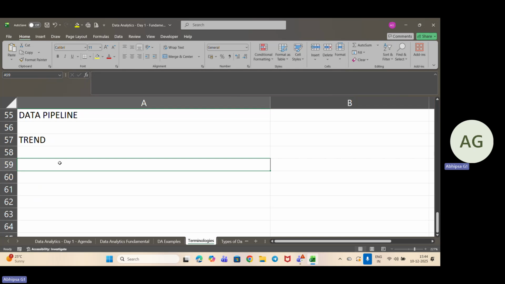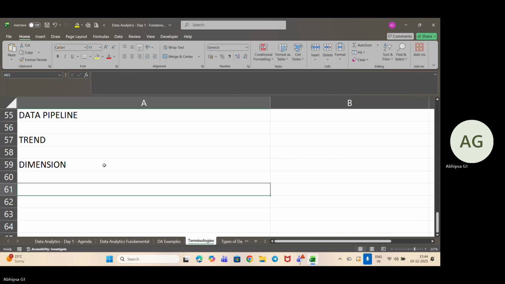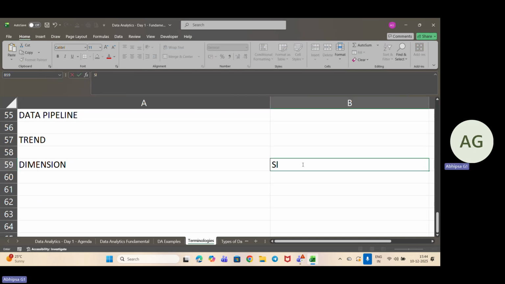Okay. Next, coming down, we have dimension. So what is dimension? It is the category or the field used to slice the data, right? We have to slice the data. So it is a specific category or field that we use to slice the data. Like we have the sales, right? We have the sales by month, by product, by suppose any of the states. These are the dimensions.